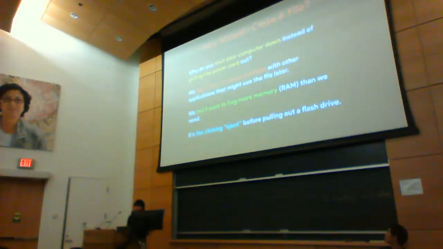And for anyone wondering why we should close a file, it's like shutting down your computer properly instead of just pulling the power cord. Well, first of all, you shouldn't do that, but also we don't want conflicts with other applications that might use the file later. If you keep a file open, things can happen, like inputs getting messed up going into that file. And you don't want to hog more memory than you need to. It's kind of like clicking eject when pulling out a flash drive. So just remember, if you're using the manual open, you want to close the file. If you're using the with block, don't worry about it.